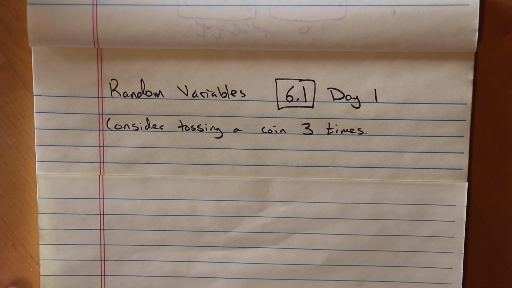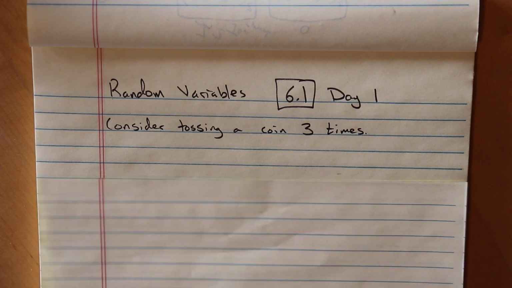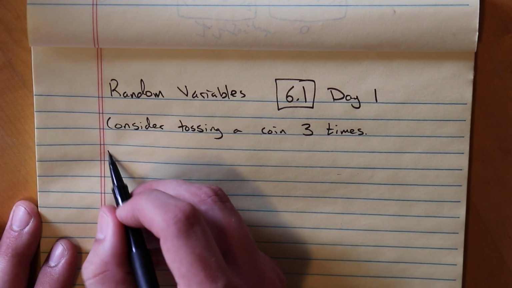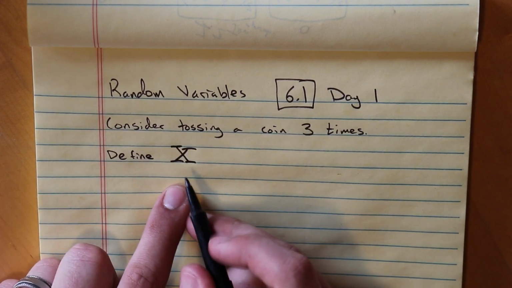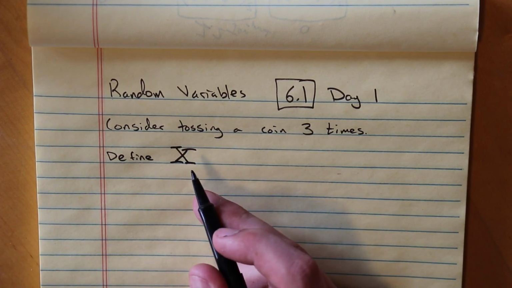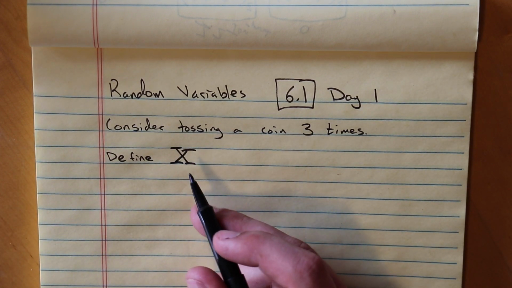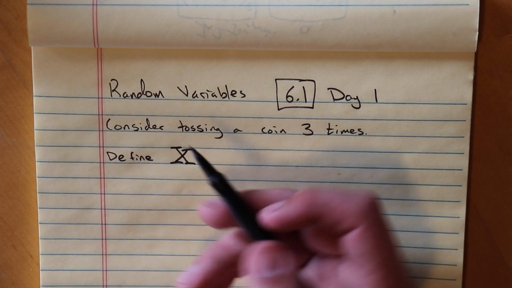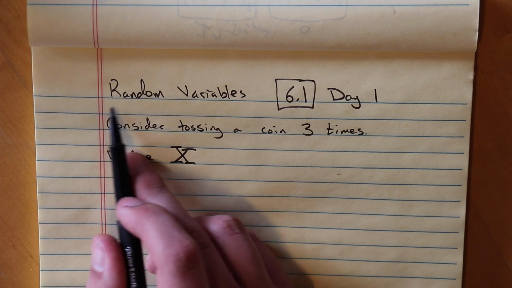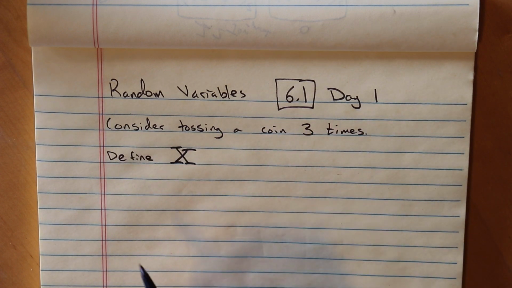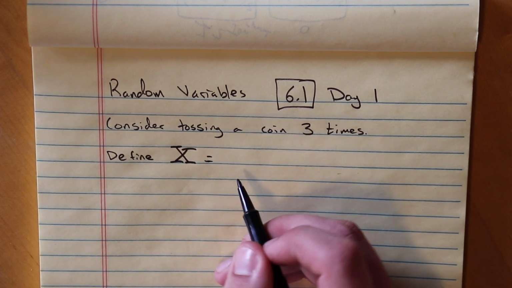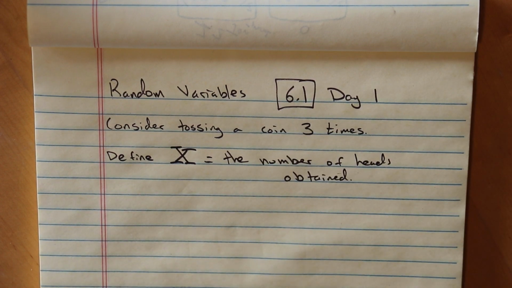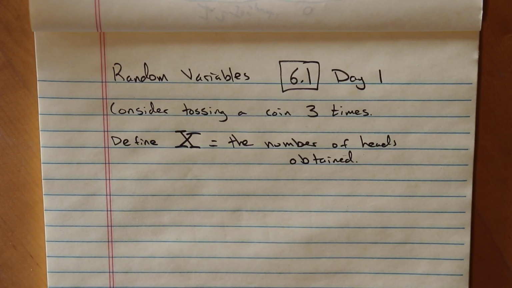Okay, so if we were to flip a coin 3 times, I'm going to define an event. So I'm going to define an x. I wrote it kind of funny because this is not your typical x like from algebra. This is an x. So like capital X is usually the notation for a specific outcome in a random variable. I'm going to define x as the number of heads obtained. So if I flip a coin 3 times, x is the number of heads that are obtained.